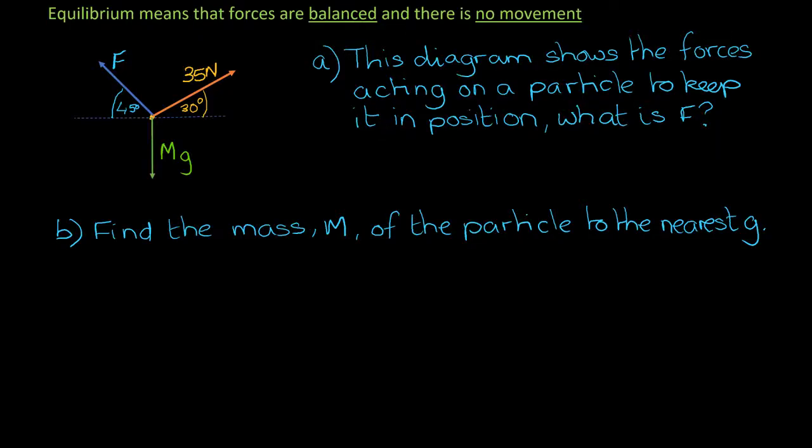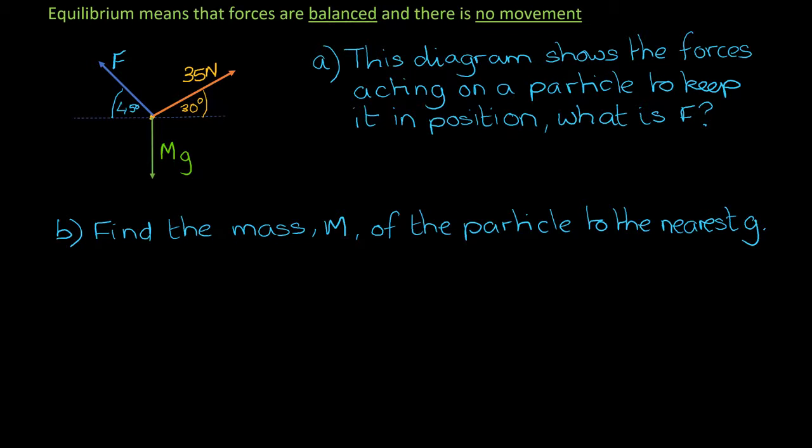Equilibrium means that forces are balanced in any direction and there's therefore no movement going on. This diagram shows the forces acting on a particle to keep it in position, and we're being asked to work out what the force F is. So to do that, we're going to resolve horizontally. And before we can do that, we need to work out what the horizontal component of the F force is.